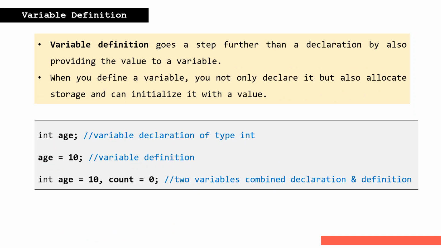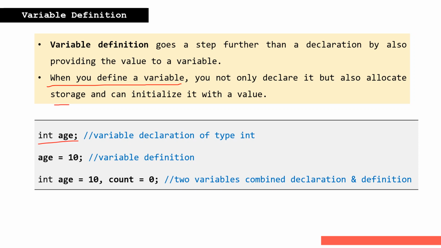Next comes variable definition. Variable definition goes a step further than a declaration by also providing a value to a variable. This is also called assignment of the variable. You are assigning a value to a variable. So when you define a variable, you not only declare it but also allocate storage and can initialize it with a value. So let us see different examples.